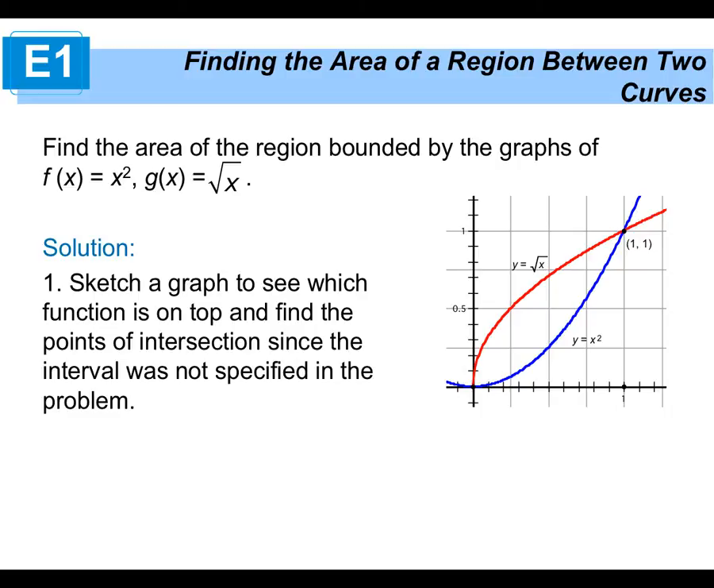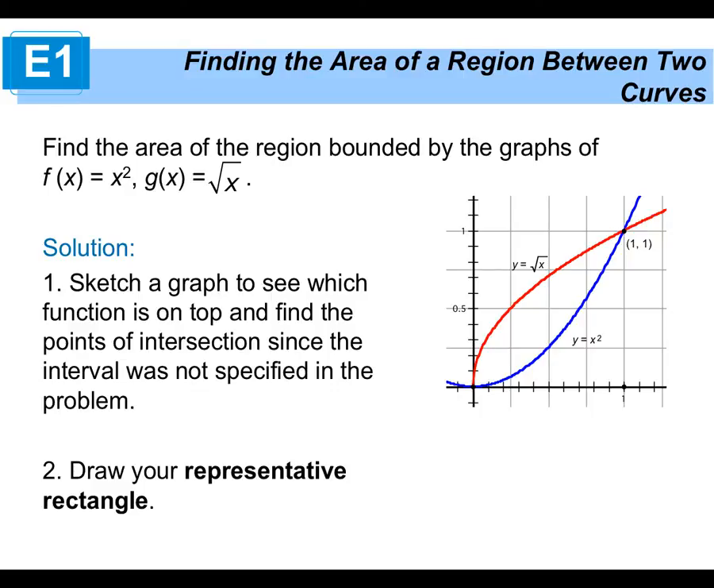How do you find the point of intersection between two functions? Set them equal to each other. Set x squared equal to the square root of x, solve. And you find that that's 1 comma 1. I'm going to skip the business there. We'll go on to 2.